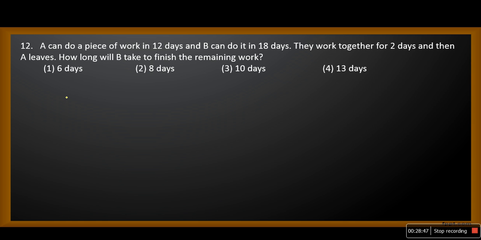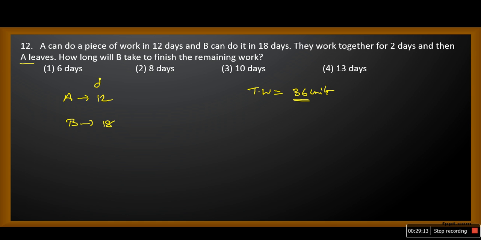A can do a work in 12 days. B can do the same work in 18 days. They work together for 2 days and then A leaves. How long will B take to finish the remaining work? Assume the total work as LCM of 12 and 18, which equals 36 units. How are we getting 36? LCM of 12 and 18.